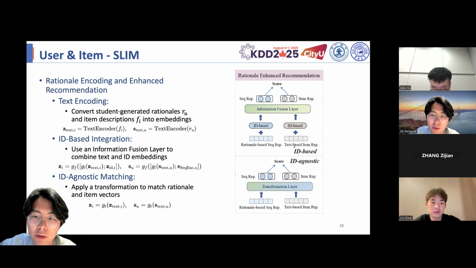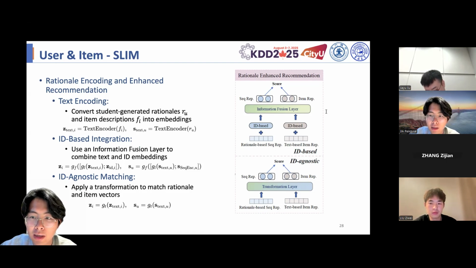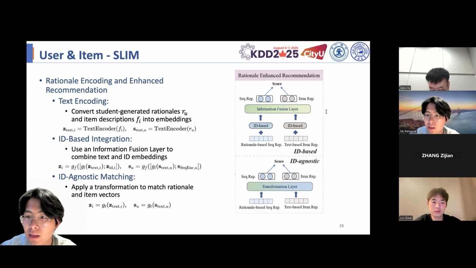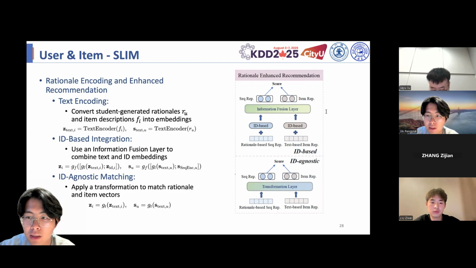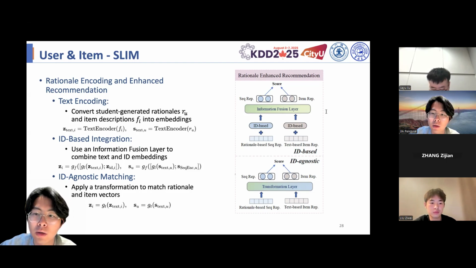Authors then introduce two application settings. The first is ID-based recommendation. The authors combine these text embeddings with traditional ID embeddings through a fusion mechanism as shown in the equation. And the GL function aligns dimensions via linear projection, and the GF function is a fusion layer. This lets the model integrate both the open world knowledge and collaborative signals.